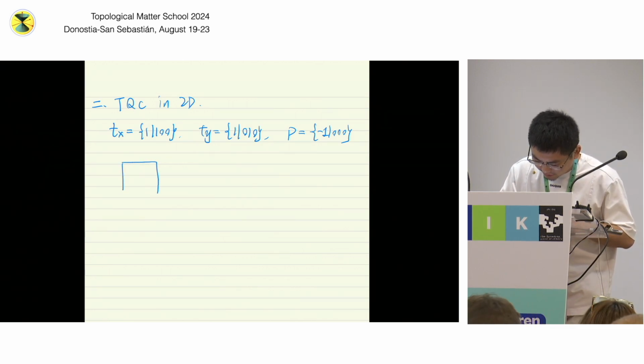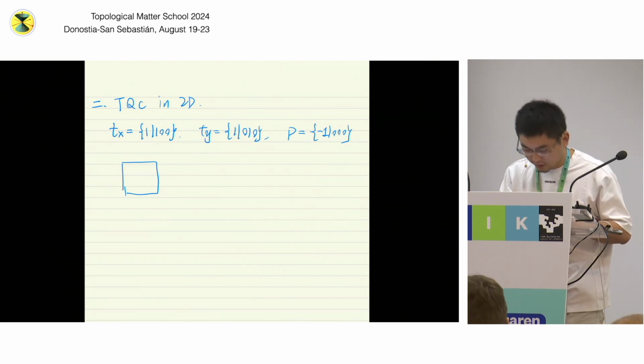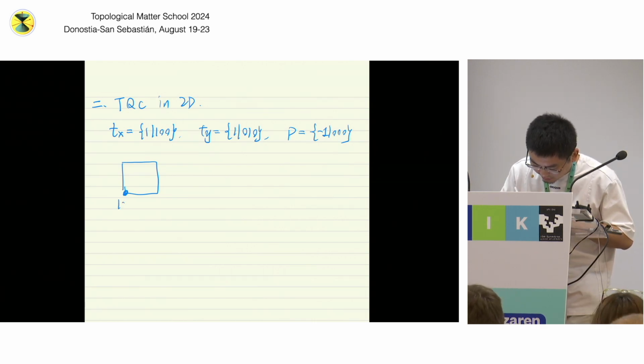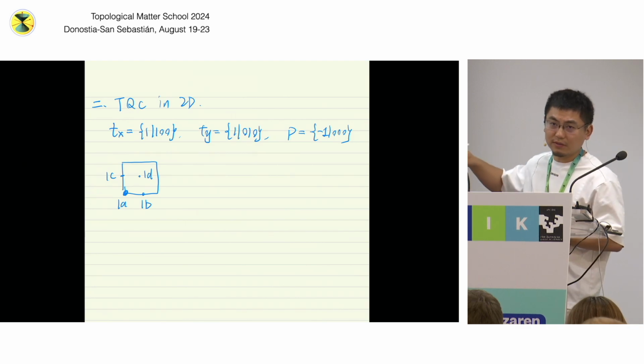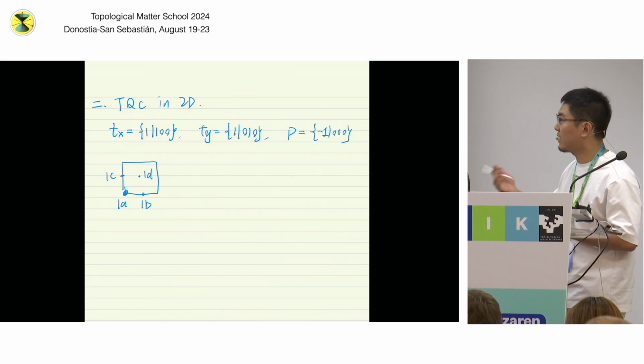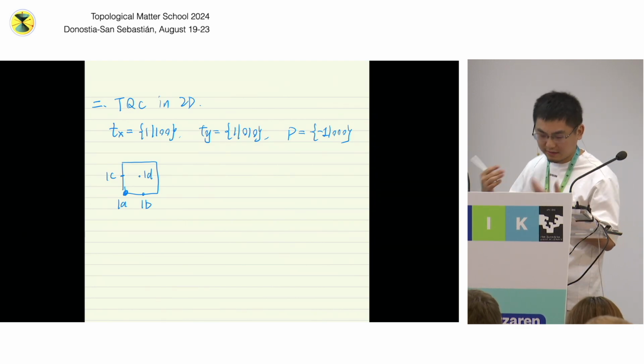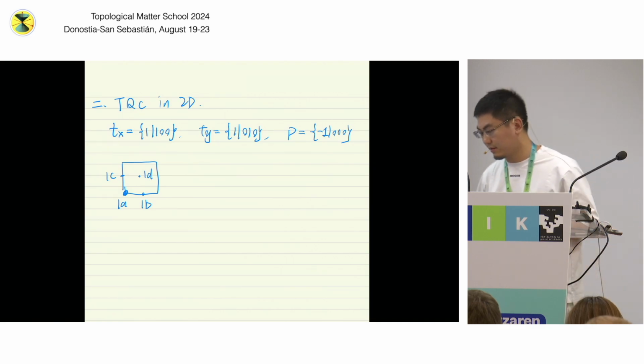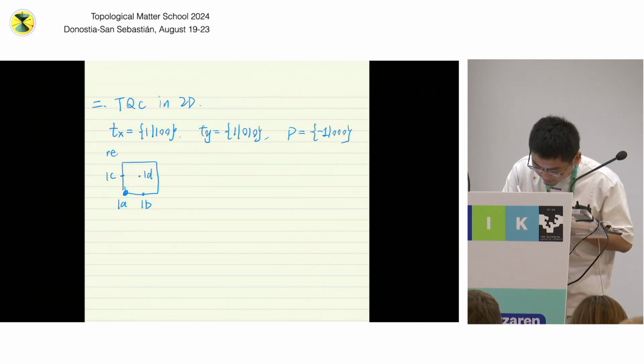So now let's plot a unit cell in 2 dimensions. Now we have 4 high symmetry points in real space. We label them as 1A, 1B, 1C, and 1D. All these points in real space are invariant under some inversion symmetry, just like in the 1D case, right? This is the real space cell.